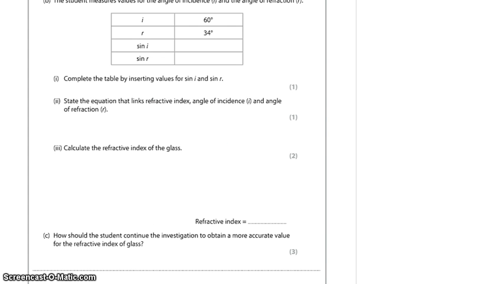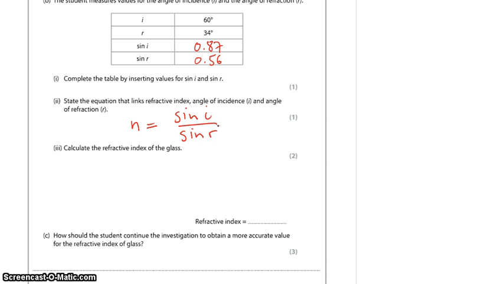Okay, in this question you've just got to calculate sines for the two angles. So sine of 60 is, make sure your calculator is set up for degrees, 0.87 and 0.56, and state the equation. Equation for refractive index: n equals sine i over sine r. And then you've got to plug your numbers in.